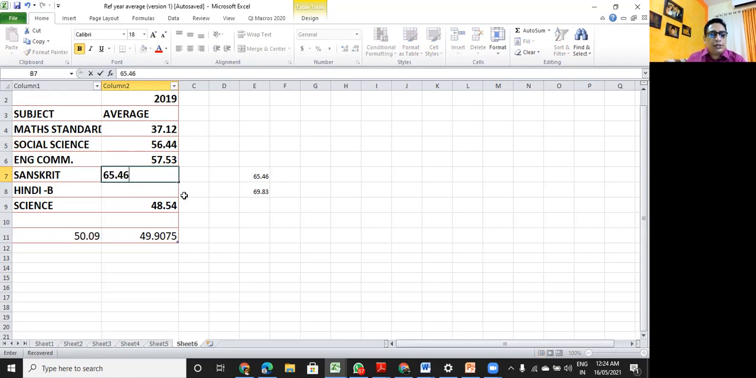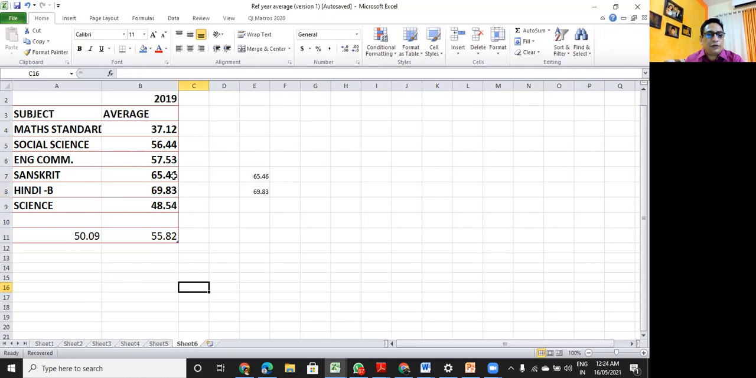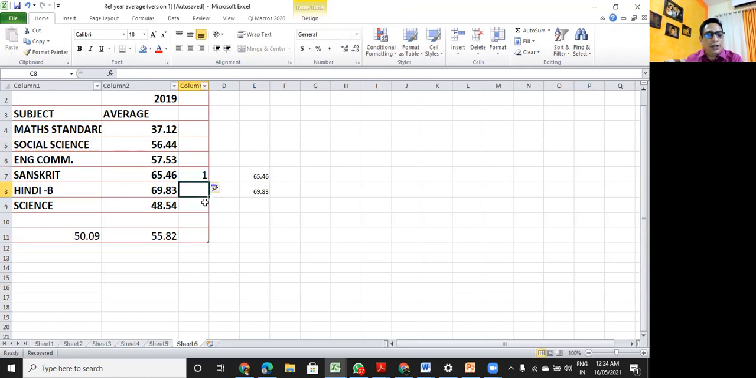Because you know what, when I see the scores of these 2 subjects, 69.83, irrespective of the number of students, let's assume there is 1 student in Sanskrit and there are 15 in Hindi B, even if we consider this weightage of number of students, still there will be no difference in the average, because why? These two scores are much above the average of that particular year.